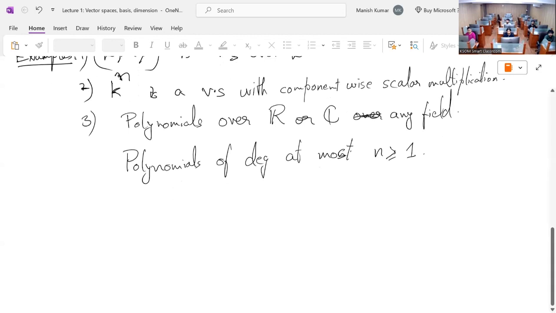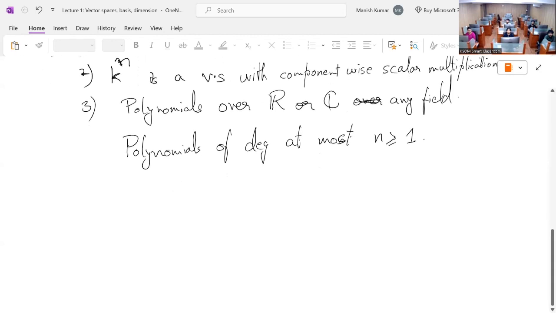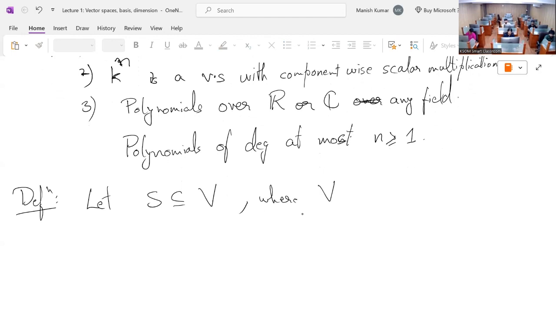Let's call it a definition. Let S be a subset of V, where V is a vector space. Then S is called linearly independent.